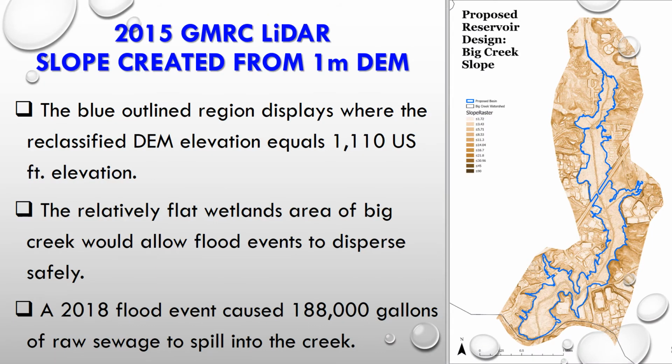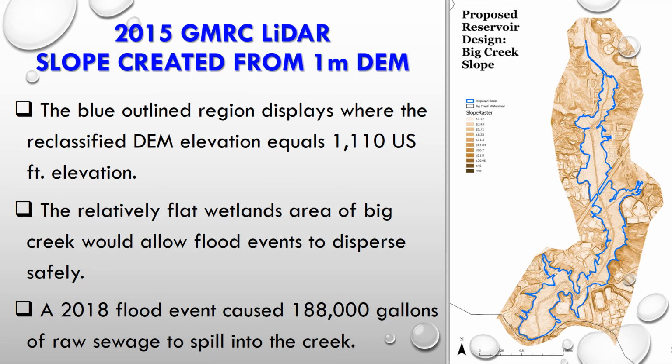We already saw the modeling flow process. Now this is the 2015 Georgia Mountain Research Center LiDAR slope created from a 1 meter DEM, at the location of your reservoir. It was 1110 US feet elevation, like the full pool level elevation. It was a relatively flat wetland earlier, and it didn't really flood other side forest or high value lands.